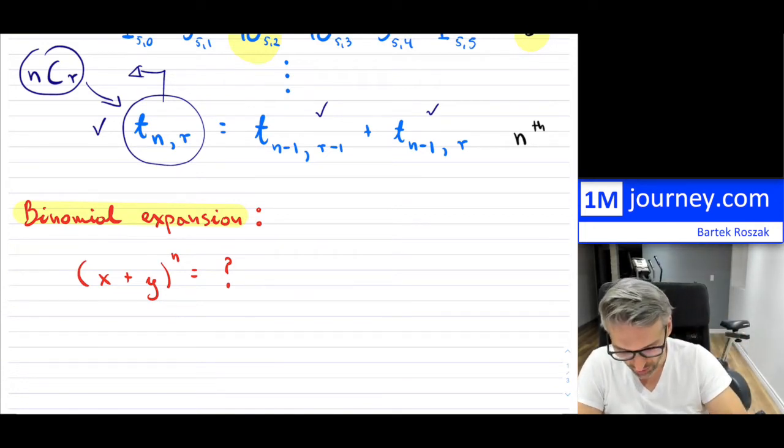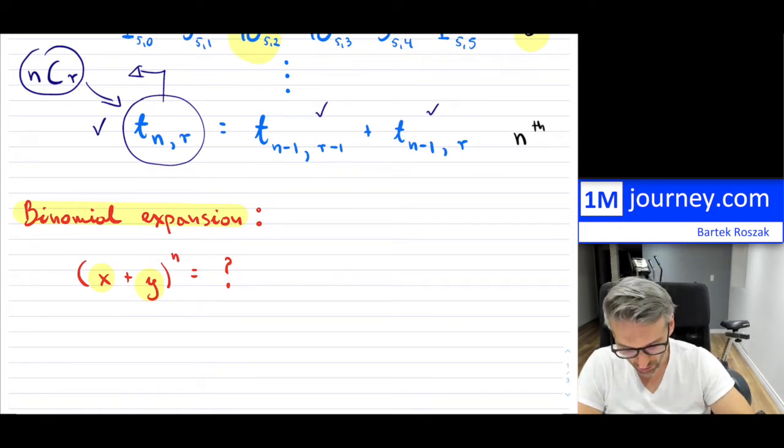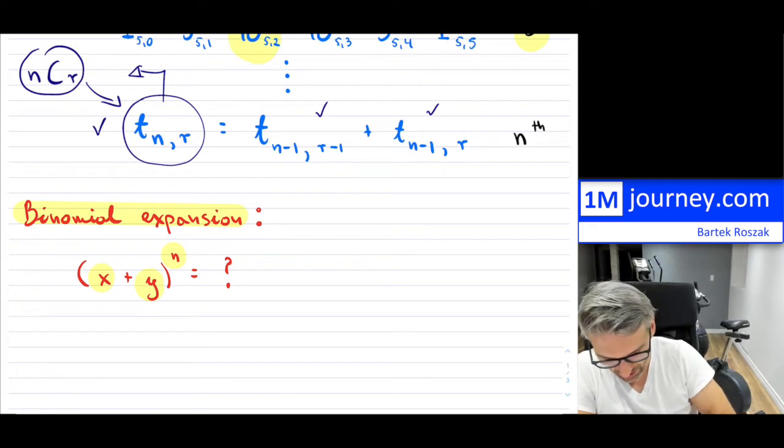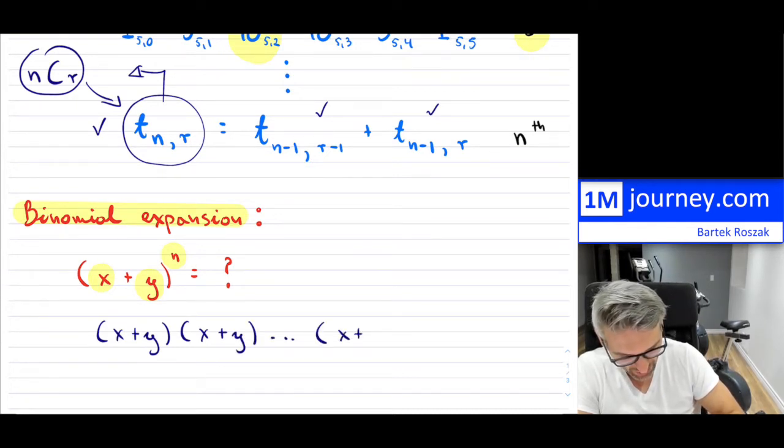Now it doesn't matter what those terms are. I called them x and y, but they can be any terms, and I'll show one example of this. When you raise it to the nth power, you can of course do it by brute force, where you just take this and multiply it and do the expansion. The only problem will be that you're going to have n of them.